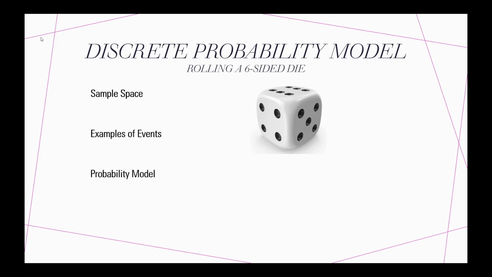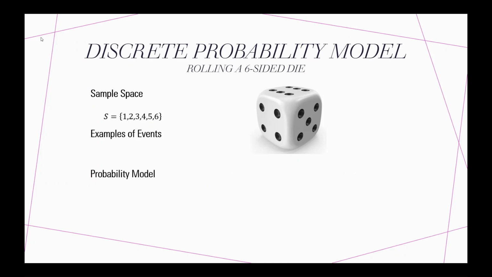Here we want to talk about the sample space if we were to roll a six-sided die like the one pictured here. There are only six possible outcomes. We could roll a 1, a 2, a 3, a 4, a 5, or a 6. So our sample space is simply the whole numbers 1 through 6.